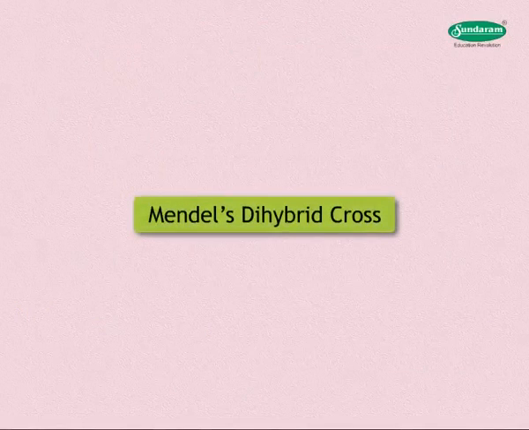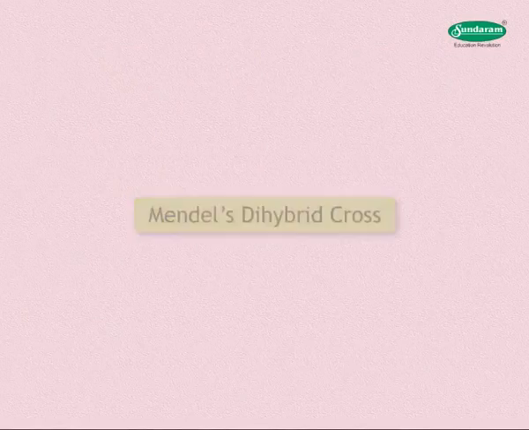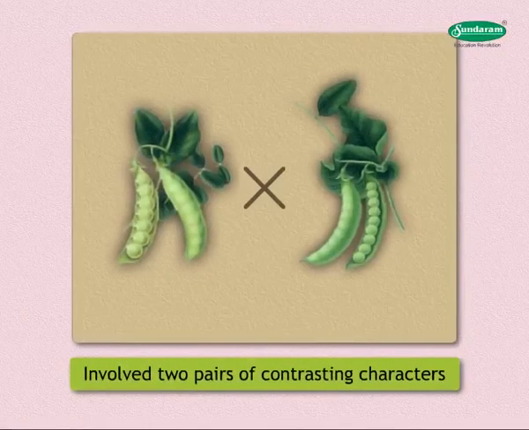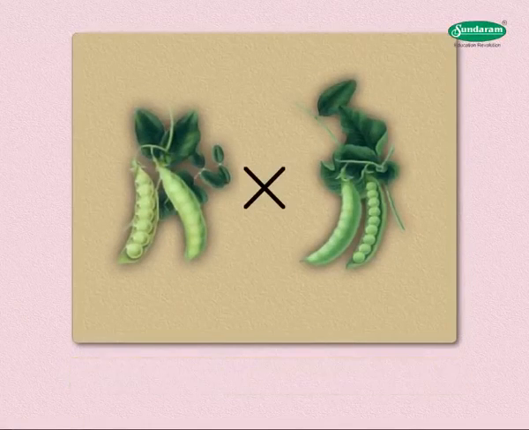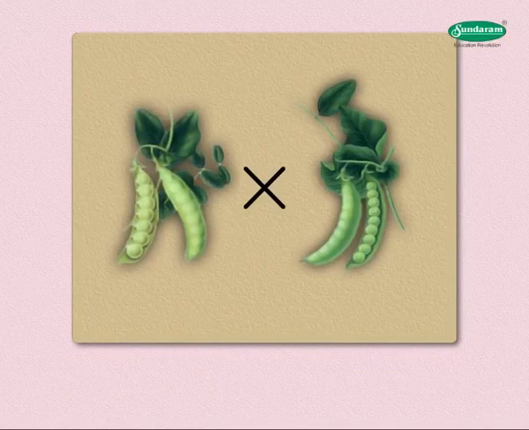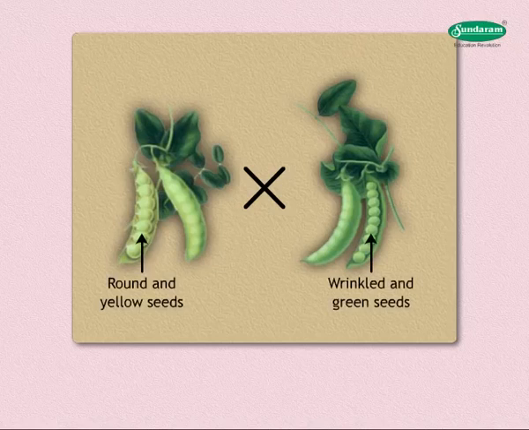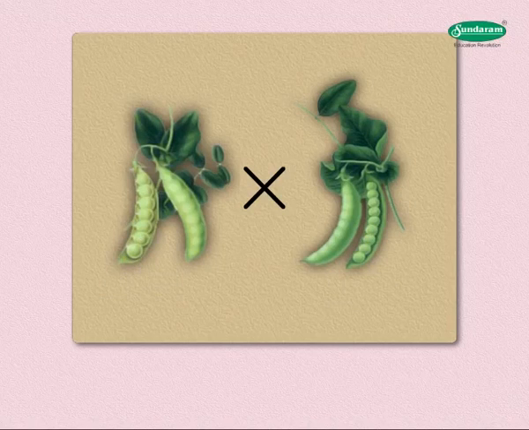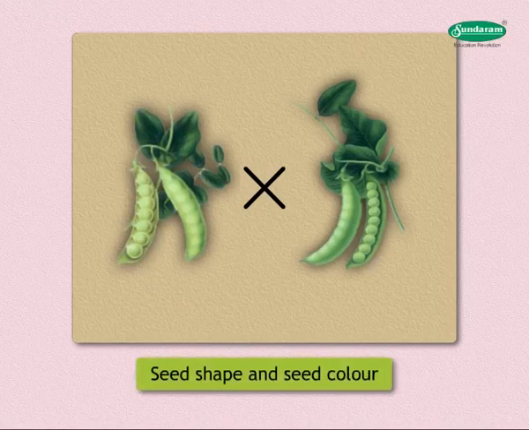Let us study Mendel's dihybrid cross. A dihybrid cross involves two pairs of contrasting characters. Mendel continued with his experiments on pea plants. This time, he crossed pea plants having round and yellow seeds with plants bearing wrinkled and green seeds. We can see that here two pairs of contrasting characters, namely seed shape and seed color, are involved.